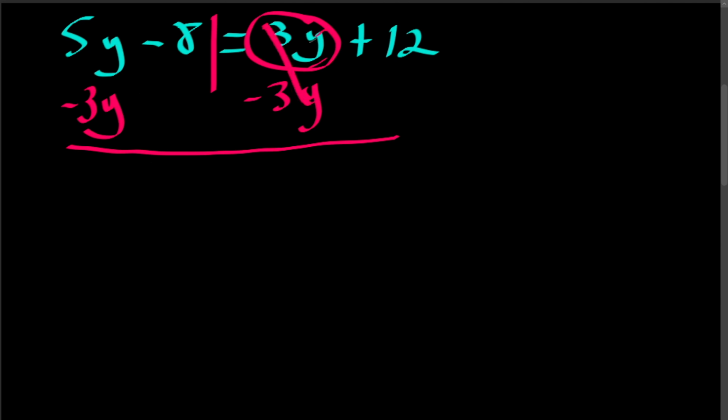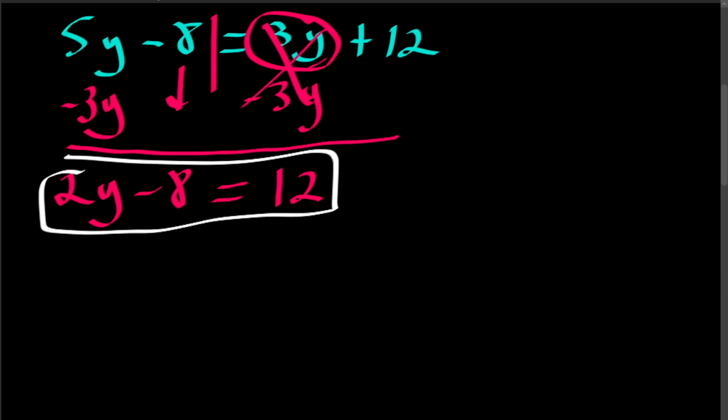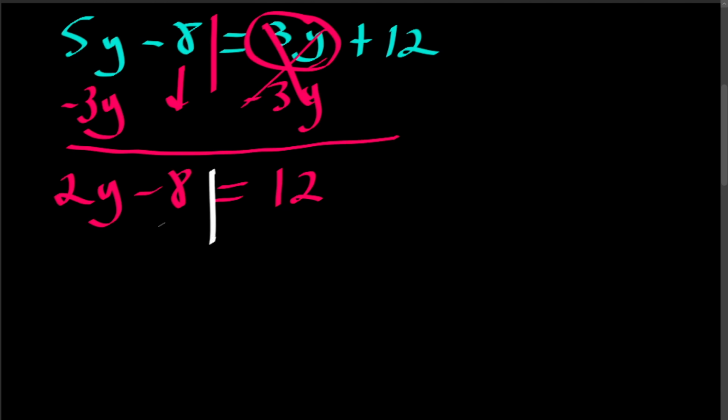All right, so now 5y minus 3y, we say 5 minus 3 is 2, and then we just bring down our coefficient y. Negative 8 comes down, or minus 8 comes down, and then we have equals 12. And I can just get rid of the plus 12 because we know plus 12 means positive 12. So now, if you notice, this is just a 2-step equation. I need to get y isolated on the left. So I need to get rid of 2 and negative 8.